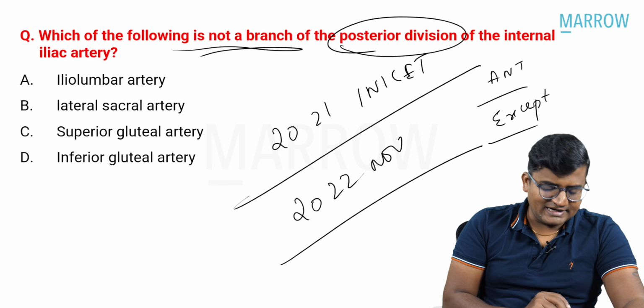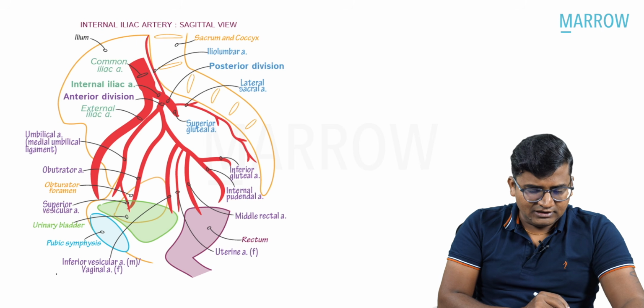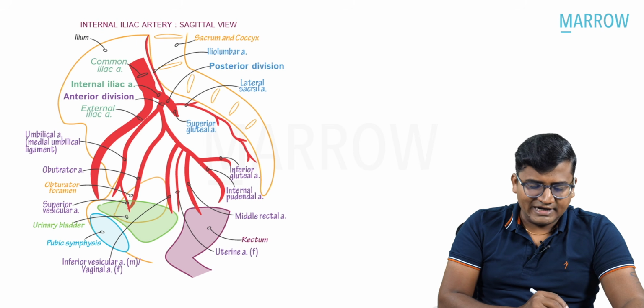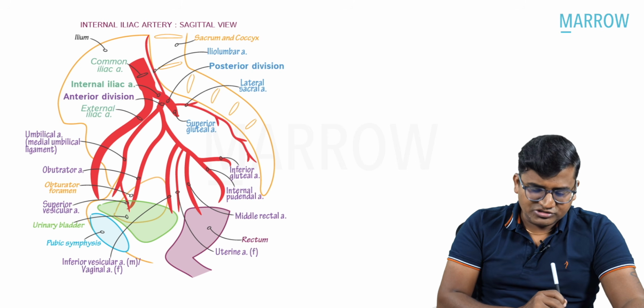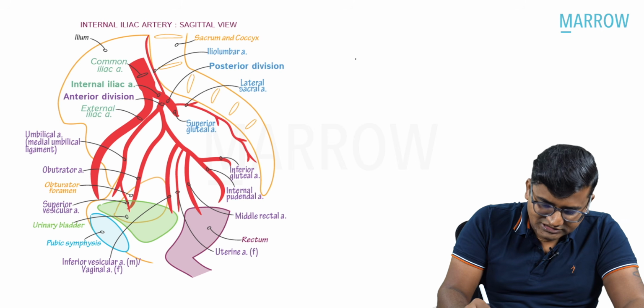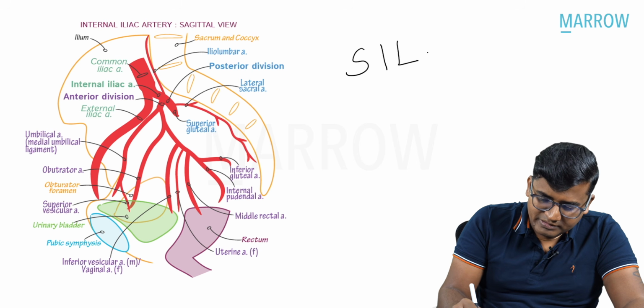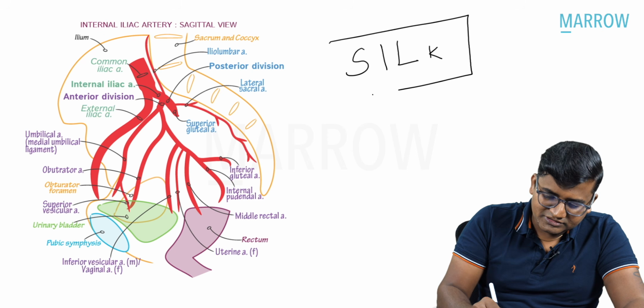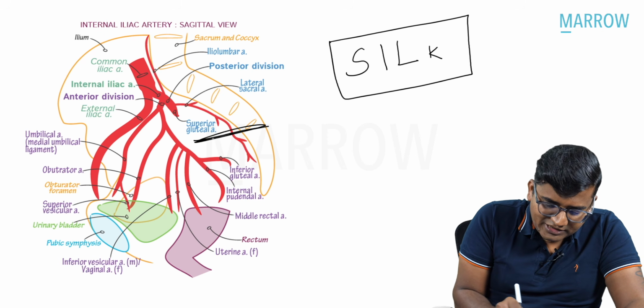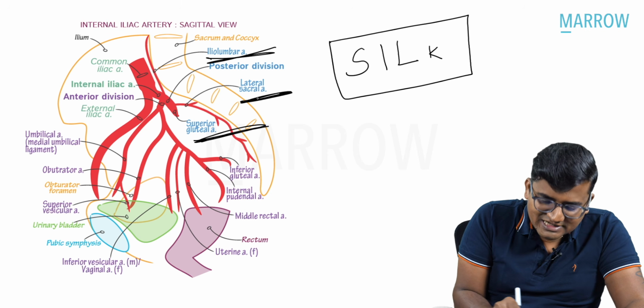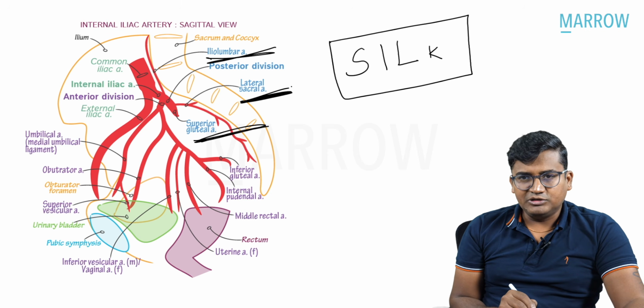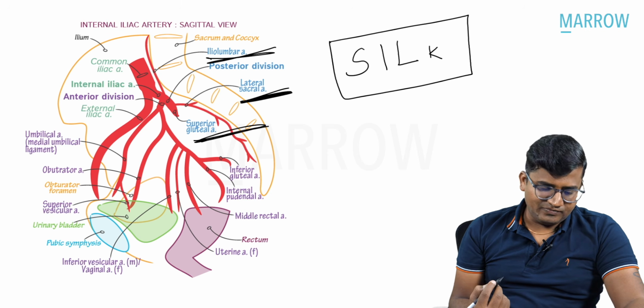Okay. Right. Now, we know that the internal iliac artery divides into the anterior division and the posterior division. The posterior division, I told you, will give 3 branches. I gave the mnemonic also. The mnemonic is SILK. S is superior gluteal artery, I is iliolumbar artery, and L is lateral sacral artery. These are the branches from the posterior division of the internal iliac artery.